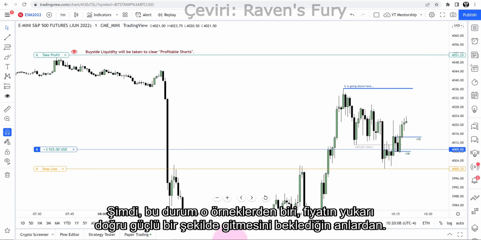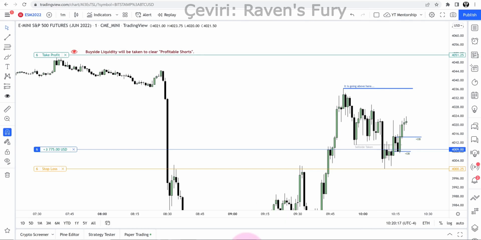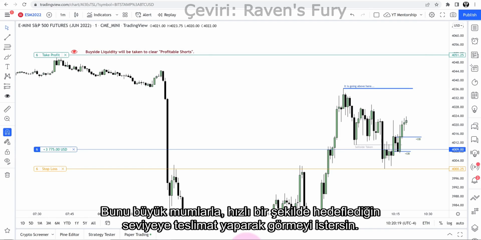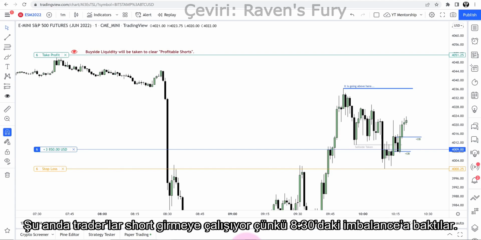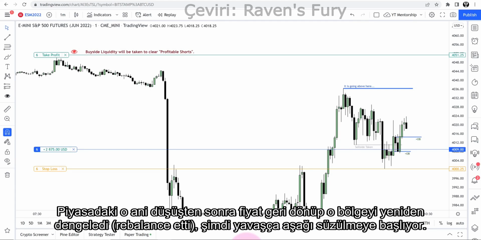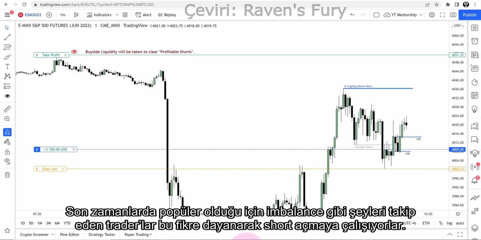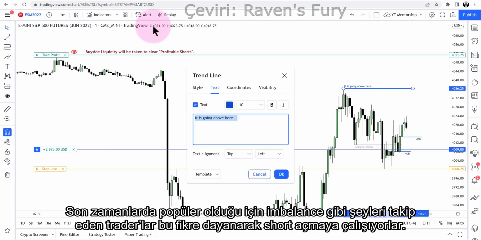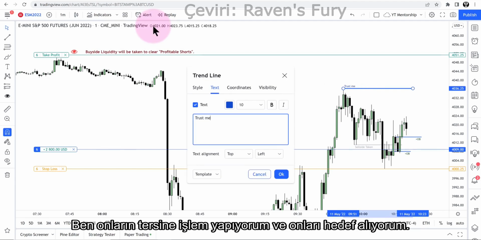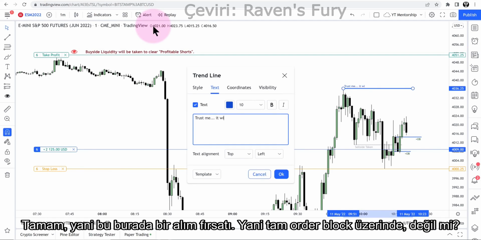Now, this is one of those instances where you're looking for price to kind of like drive higher. You want to do it in like big candles, speed, delivery right to where you're looking for. Traders are now trying to go short because they looked at that imbalance at 8:30, the quick sudden drop. The market has come back and rebalanced that. Now it's starting to drift lower. People that follow imbalances and things like that, because it's gotten real popular lately, that idea they're trying to sell short on. I'm going against that and I'm targeting them. Okay, so that's a buy right there.